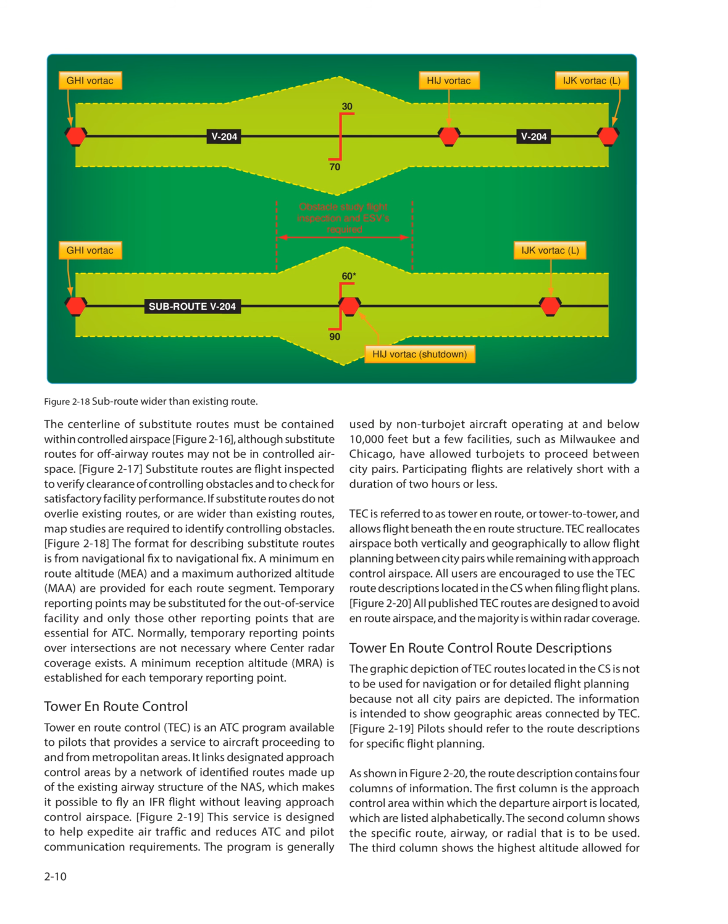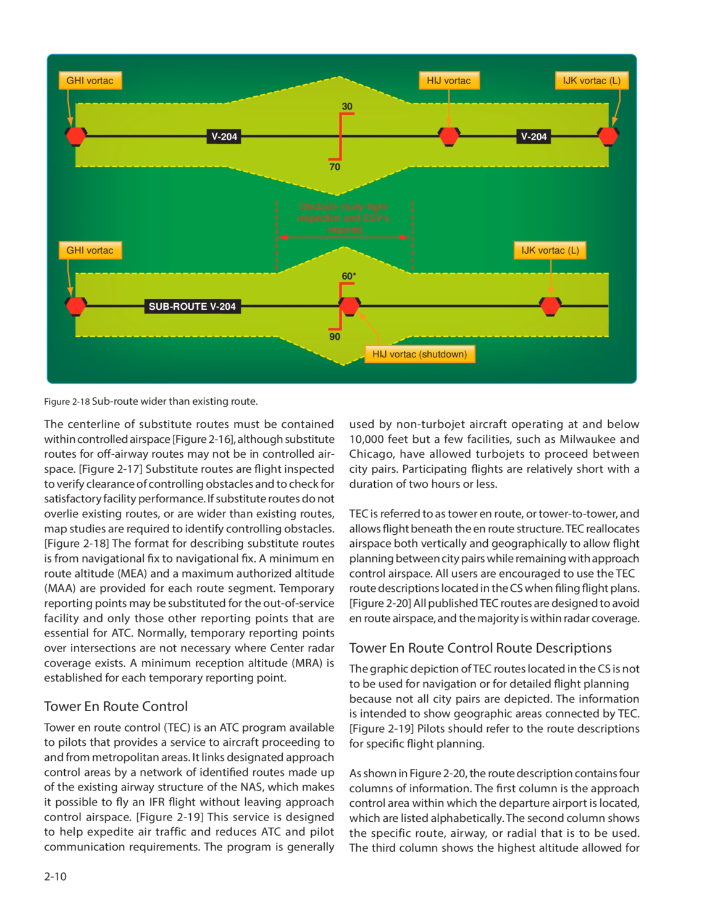Tower En Route Control, TEC, is an ATC program available to pilots that provides a service to aircraft proceeding to and from metropolitan areas. It links designated approach control areas by a network of identified routes made up of the existing airway structure of the NAS, which makes it possible to fly an IFR flight without leaving approach control airspace. Figure 219. This service is designed to help expedite air traffic and reduces ATC and pilot communication requirements.